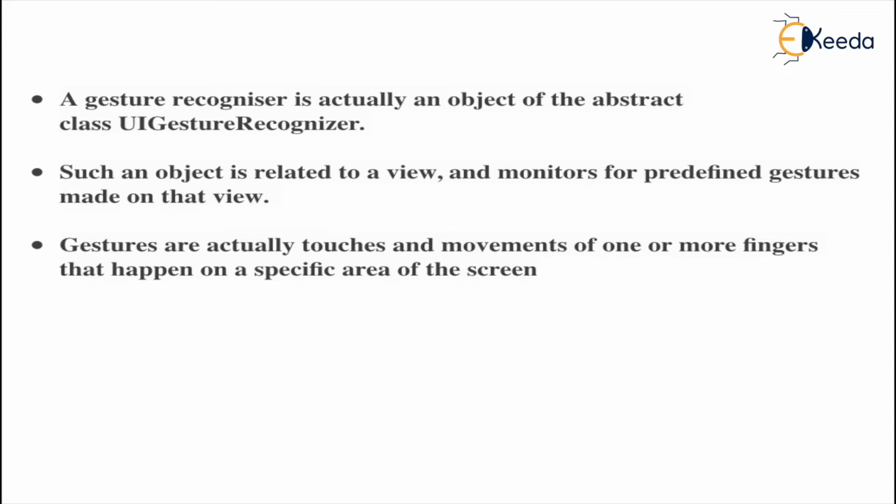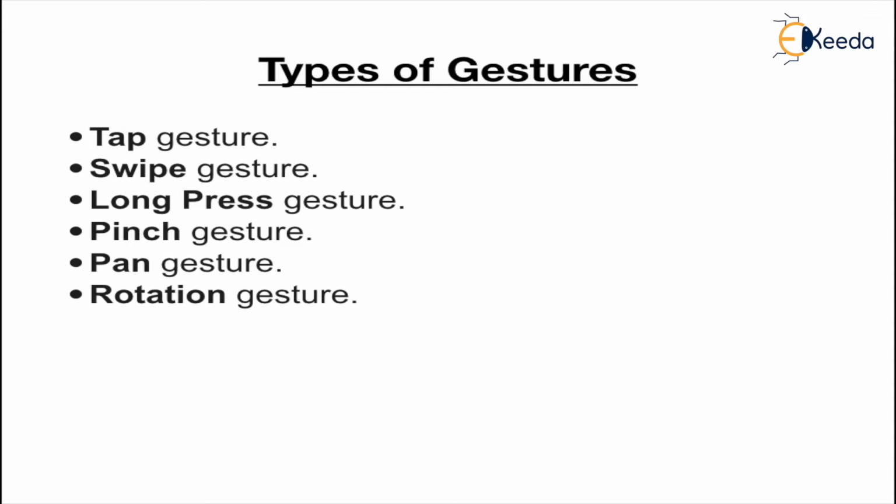A gesture recognizer is actually an object of the abstract class UIGestureRecognizer. Such an object is related to a view and monitors for a predefined gesture made on that view. Gestures are actually touches and movements of one or more fingers that happen on a specific area of the screen. Now let's try to understand how many different types of gestures there are in iOS applications.